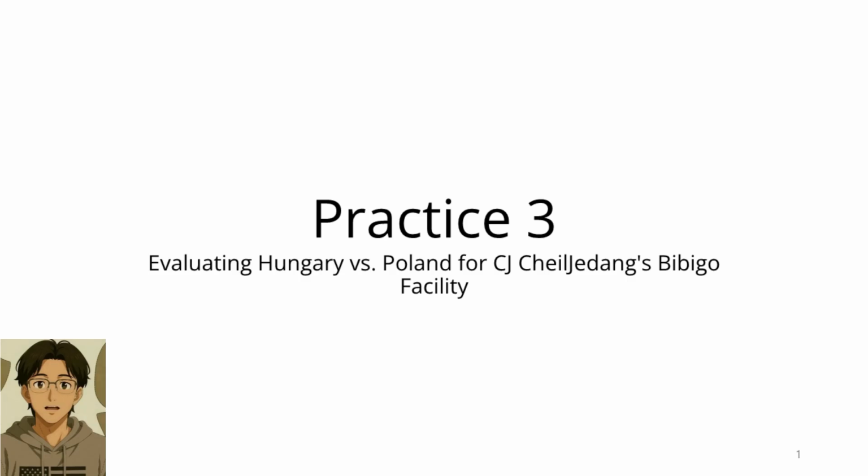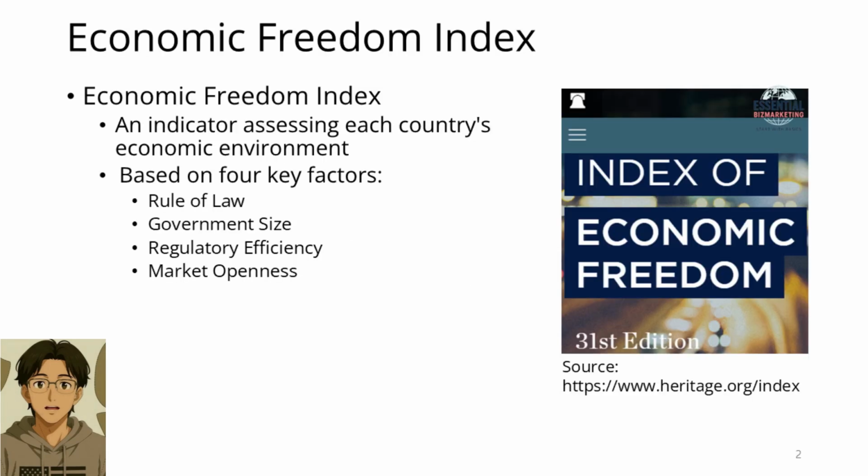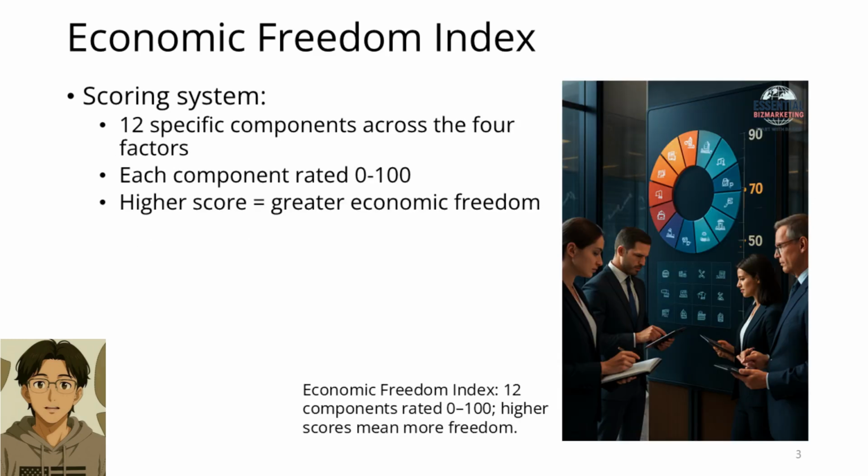Today, we'll explore Practice 3, Evaluating Hungary versus Poland for CJ Chiljedong's Bibigo facility. Let's begin by understanding what the Economic Freedom Index is. It's a key indicator that assesses each country's economic environment based on 4 factors: rule of law, government size, regulatory efficiency, and market openness. Now take a closer look at how the Economic Freedom Index is measured.